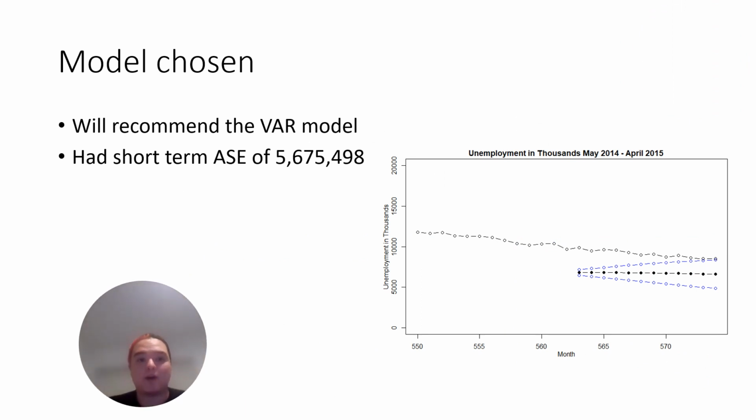As for the actual model that I would recommend using, it would be the VAR model, just because whenever the model was created, it was trained with that recession in hand. And though the ASE is significantly higher, it does take into account something that the other models did not. And thus, the VAR model is the one that I would recommend modeling with.